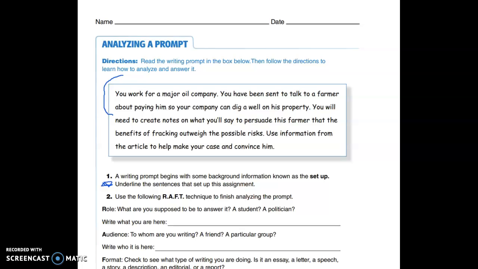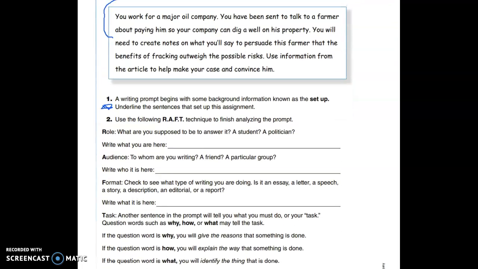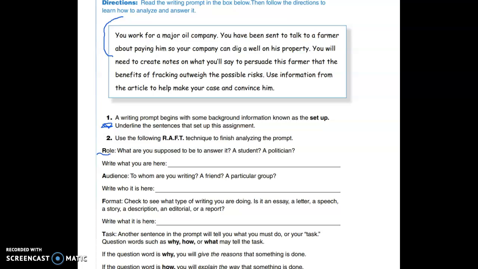Next, you're going to use the RAFT technique to finish analyzing the prompt. RAFT stands for role, audience, format, and task. So that's something you can remember that when you go to analyze a prompt, the next time you are asked to do so, you can think, oh, RAFT, right. Role: who am I? So who are you supposed to be to answer it? You're going to look up in these first couple of sentences and the answer is there.